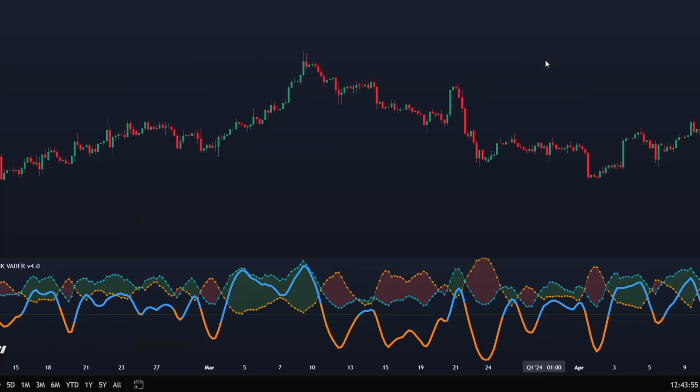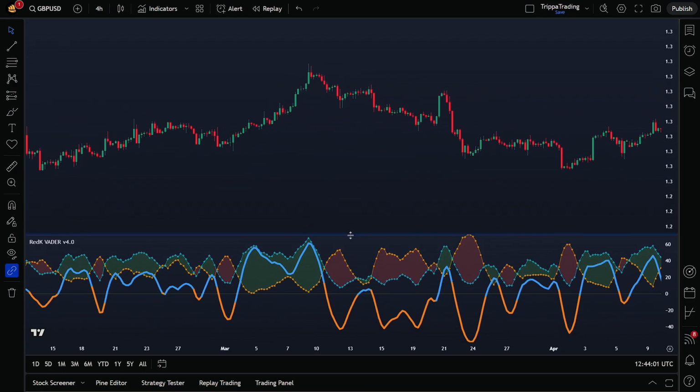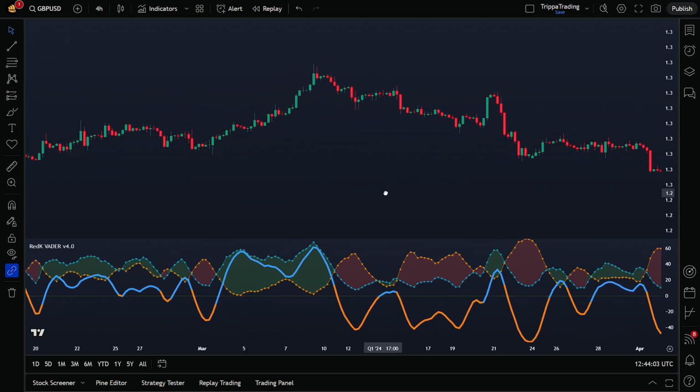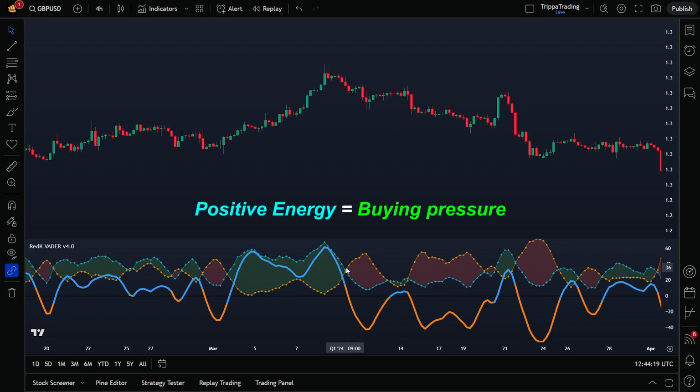All right, this is the indicator, and as you can see, it has now been added below the chart. Looking at it, you'll notice that we have 3 lines in the form of an oscillator with a center line at 0. This indicator is based on price movement and the associated volume activity to estimate positive and negative energy in the market. Now, what does that actually mean? Well, positive energy represents buying pressure, while negative energy represents selling pressure.